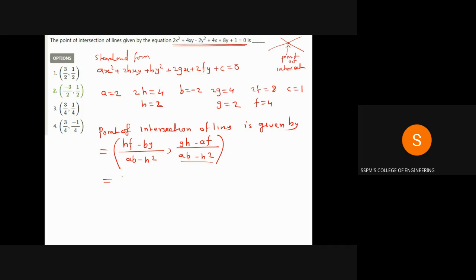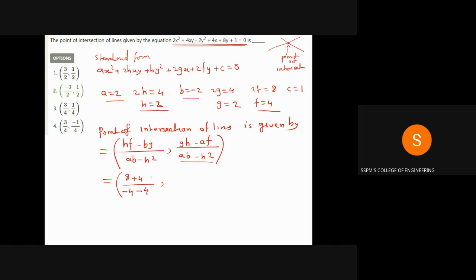Now you have to put in the values. First is hf. h is equal to 2, f is equal to 4, so hf is equal to 8. 8 minus bg. What is bg? b is equal to minus 2, g is equal to 2, so bg is equal to minus 4. So it will become minus minus 4, that is plus 4. Now ab minus h square. a is equal to 2, b is equal to minus 2, so ab is equal to minus 4. Minus h square, h is equal to 2, h square is equal to 4.